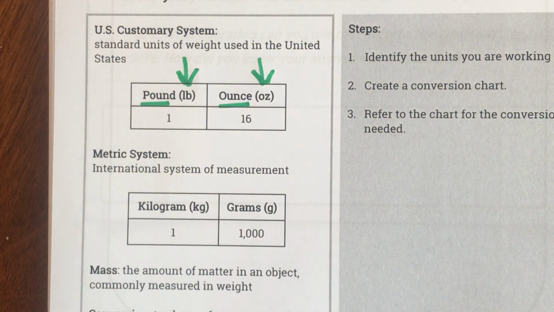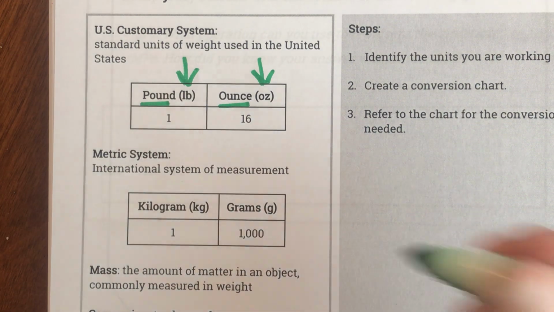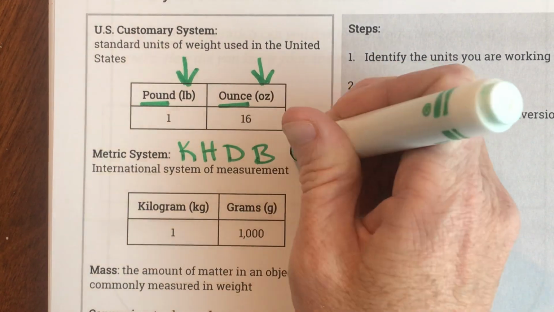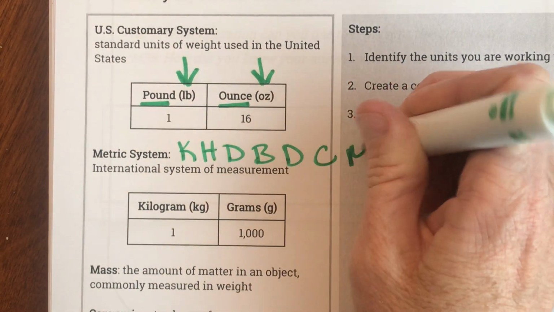For the metric system, we're going to be able to use our same system. This is what's so great about the metric system: you don't have to memorize new numbers each time. Every time we're going to use King Henry died by drinking chocolate milk.